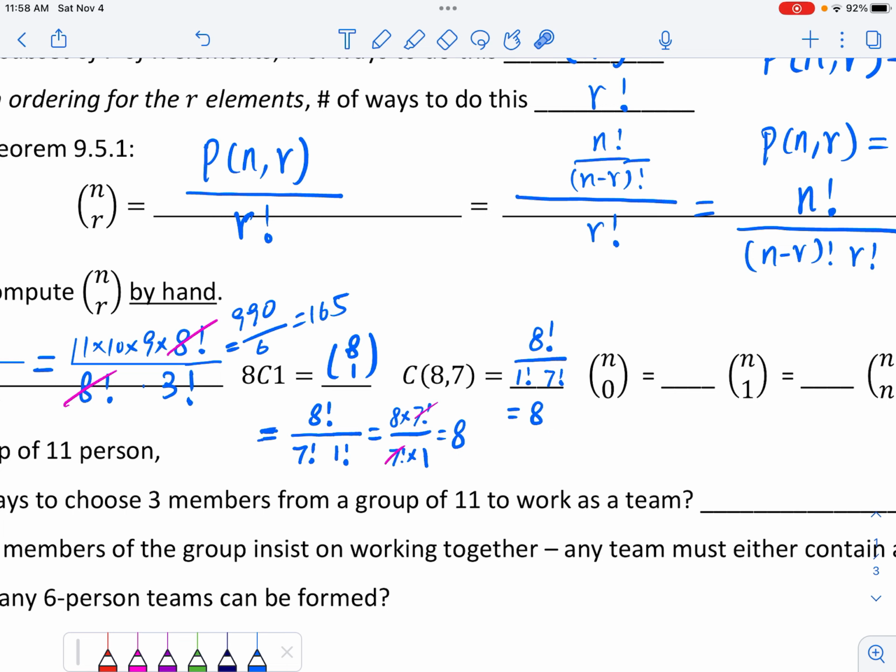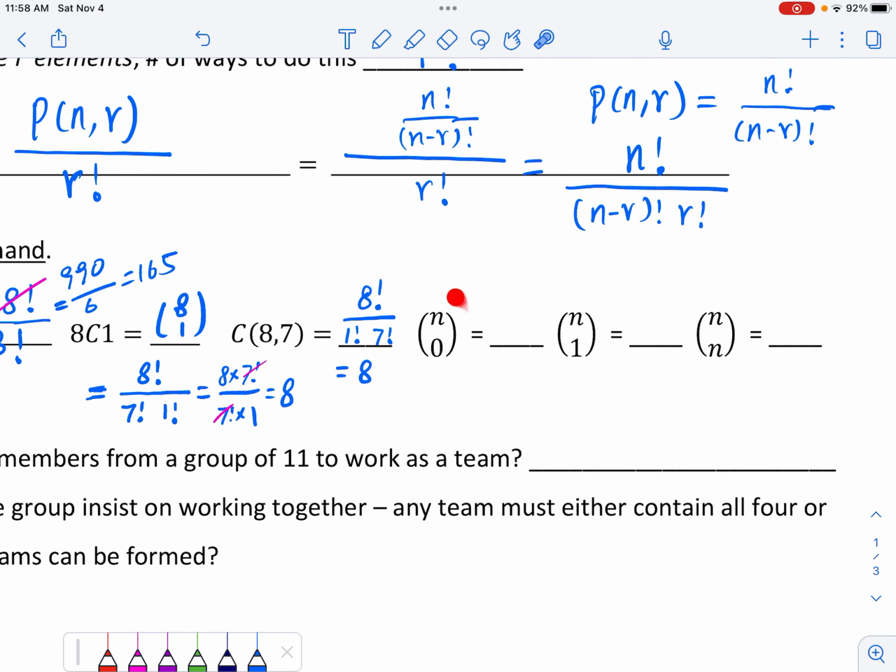Well, in general, what is n choose 0? Think about it: you choose no one from a group of n people. How many ways to do that? Just one way. You just do not choose anyone. Or mathematically speaking, you can think of this as n factorial over n minus 0 factorial, which means n factorial, and then 0 factorial. And these two can cancel. And 0 factorial by definition is just 1. So therefore this is going to be 1.